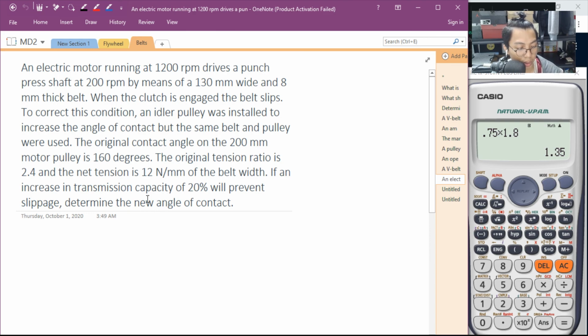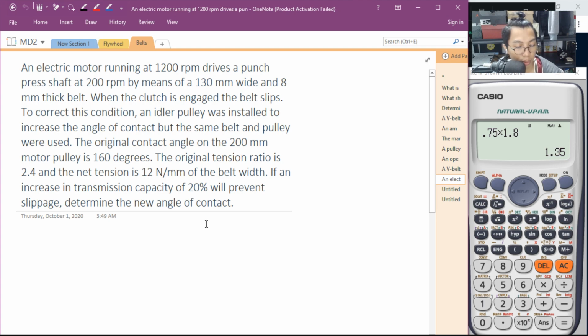So, mag-Fnet ka dito for the new and then Fnet for the old. So, the power transmitted, kukunin mo. That will be 1.2 times the old. Yung transmission capacity, if an increase of transmission capacity, ibig sabihin yung original power mo that is increased by 20%. So, magbabago yung configuration ng iyong belt nung nagdagdag ka ng idler pulley. So, the first one, determine the new angle of contact. I think hindi angle of contact ang kinukuha dito.